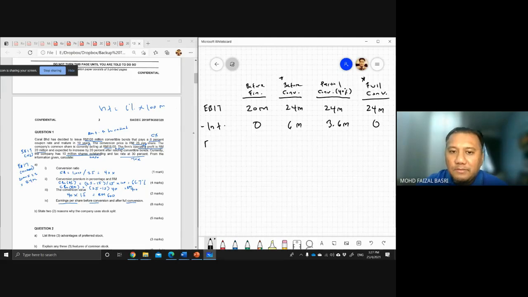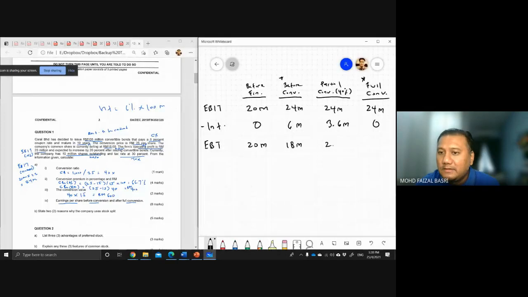Okay, so then kita boleh calculate EBT, earnings before tax. So maknanya EBIT minus interest. So our EBT for before financing will be the same, 20 million. This is 18 million. This one, 24 minus 3.6, 20.4 million. And this one's still 24 million. Okay, so that's EBT, earnings before tax.